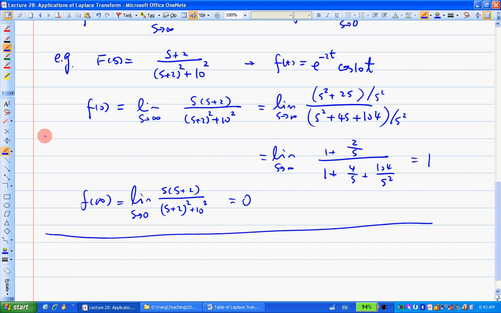L'Hopital rule is when the numerator and denominator both go to 0, then you use the L'Hopital rule. But in this case, both the numerator and denominator go to infinity, right? So you don't use L'Hopital rule. Here, when you let s equal 0, the top will go to 0, but the bottom will not go to 0. So you don't need to use the L'Hopital rule here. Okay?